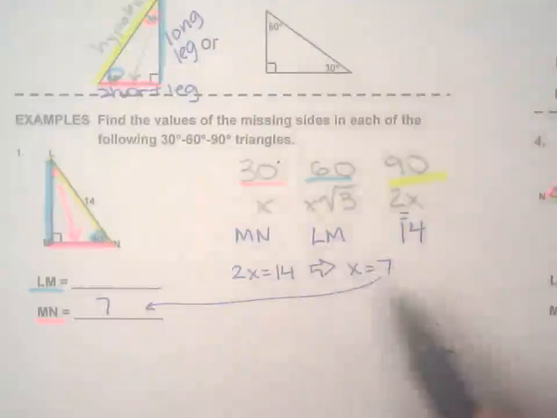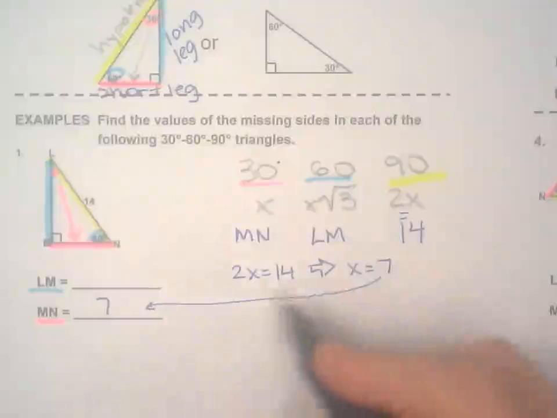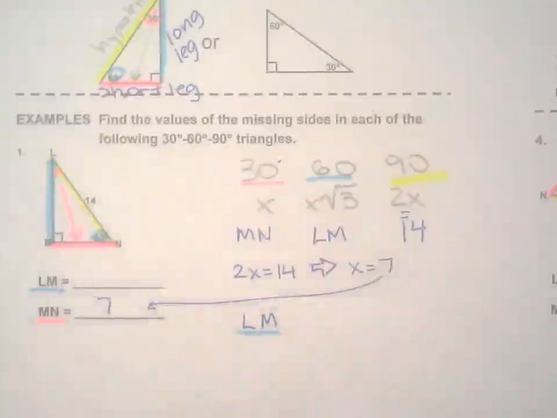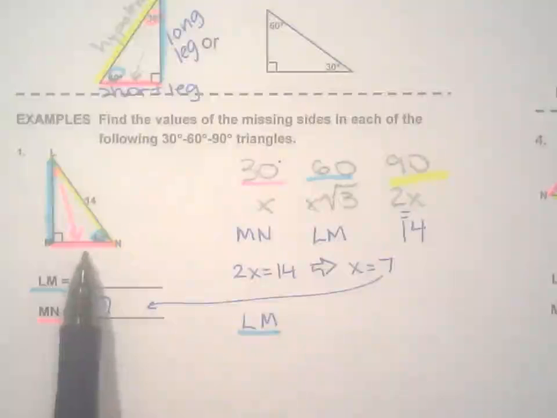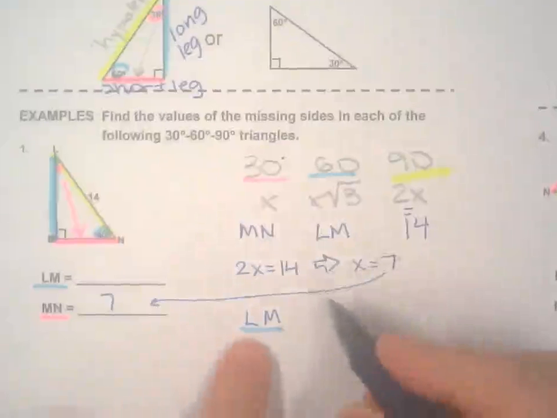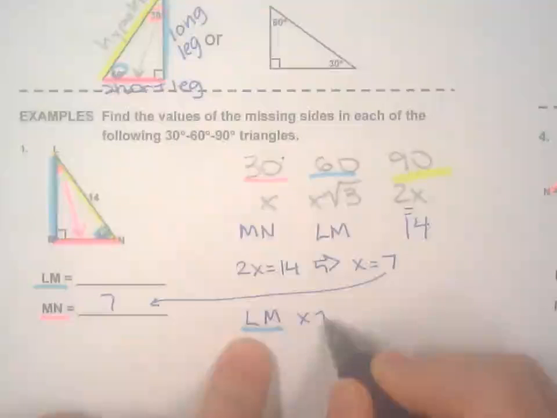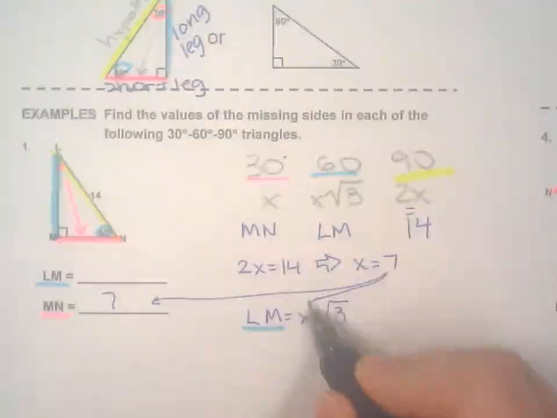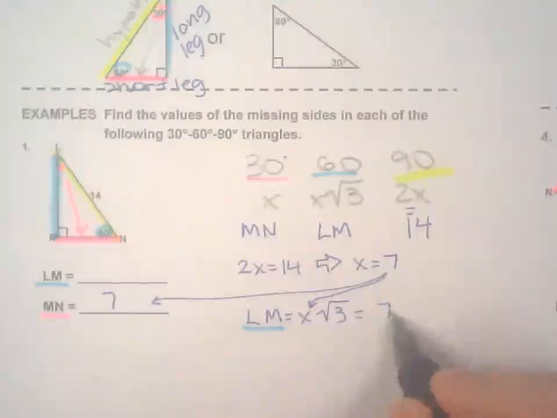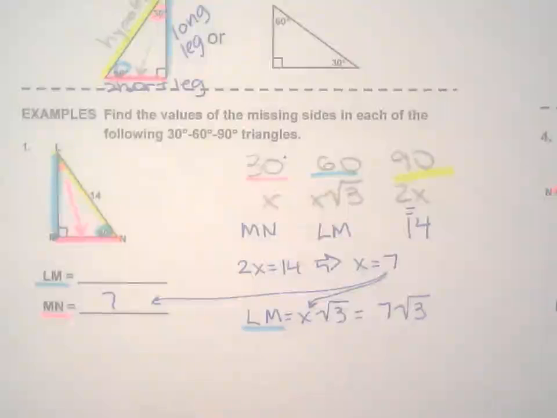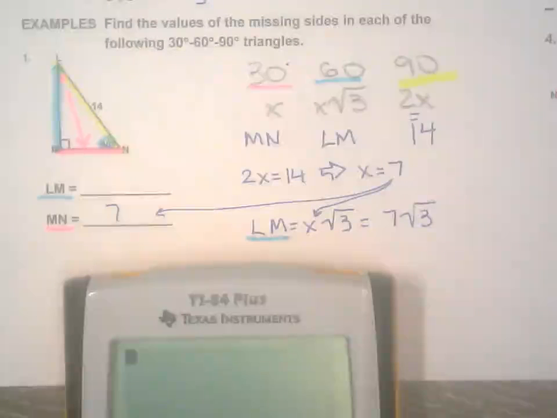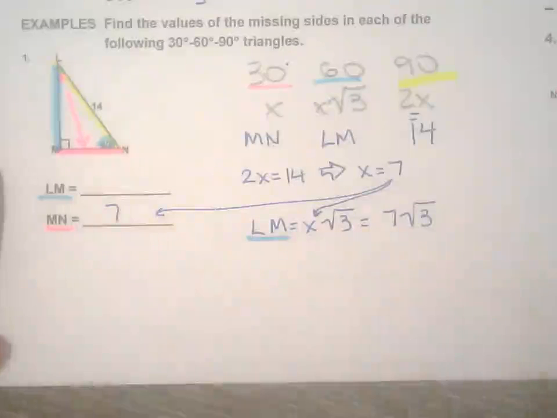All right. So x equals 7. I'm looking for LM. LM is the longer leg. This one is the short leg. For LM, I know the ratio is x square root of 3. I know x is 7, so substitute the value: 7 square root of 3. We're going to leave it as a decimal to 2 decimal places. So 7 square root of 3 gives you 12.12.